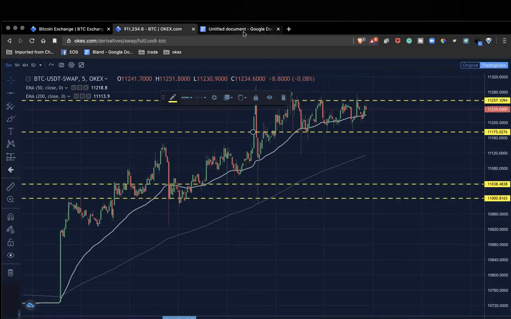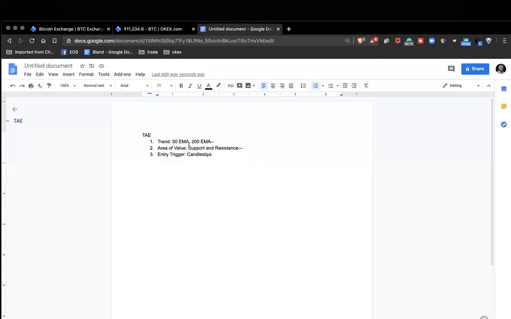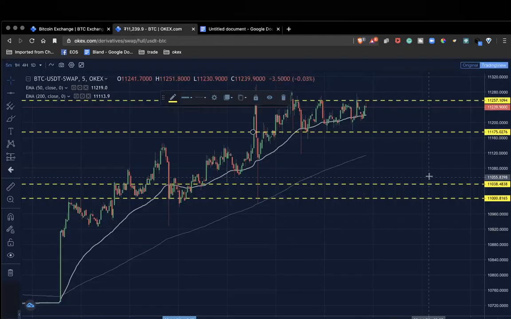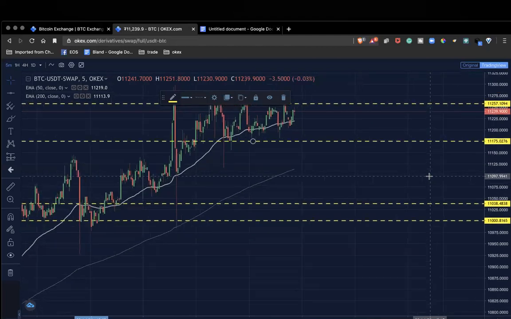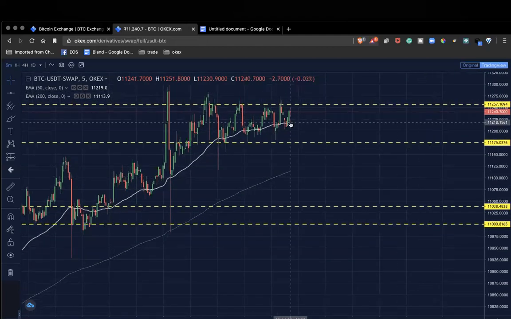So using this simple strategy, you can make profit. Number one, you look for the trend. Then you look for an area of value, and then you look for an entry trigger. For the entry trigger, remember I told you that each candle is telling you something. Each candle has a story to tell you.